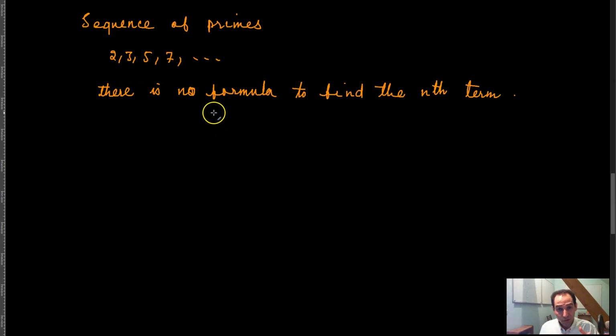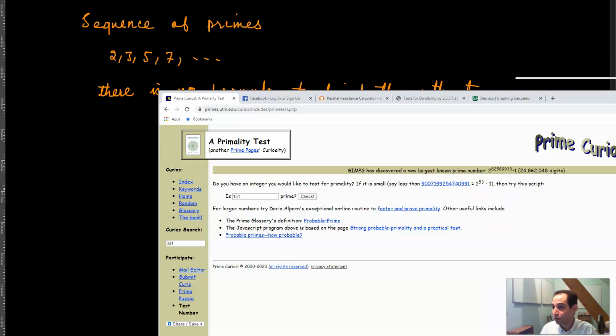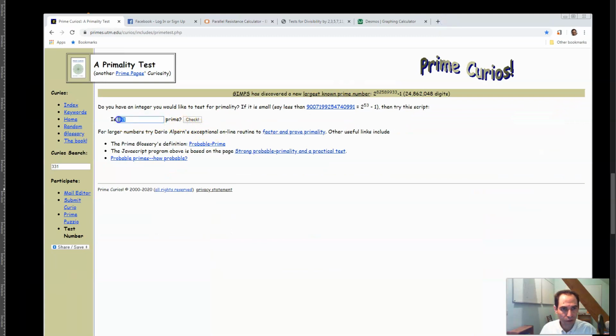And for the same reason, there are all of these calculators on the internet that you can use. For example, if you want to check whether 151 is a prime number, you enter the number and the calculator tells you that 151 is a proven prime, which means that this is the only way that you can check whether a number is a prime number.